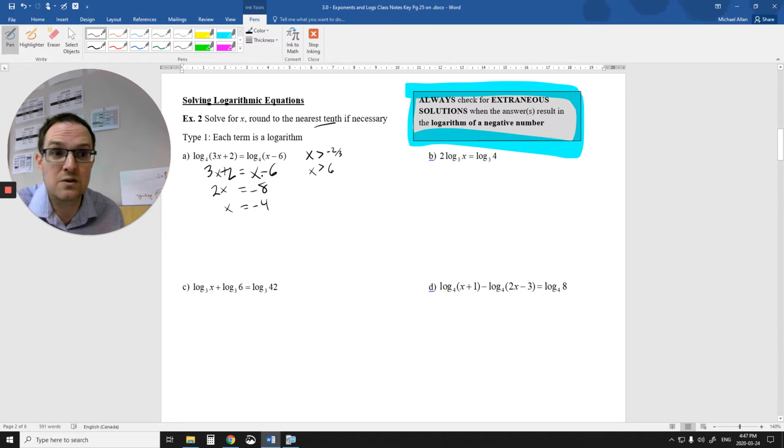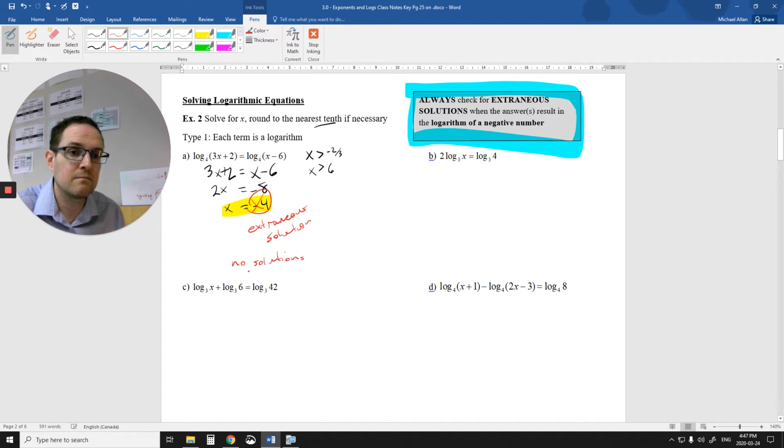So technically, there's no solution. So this answer here is an extraneous solution. I'm just going to write that down. So overall, there is no solution to this question. Okay, the extraneous solution is not a solution. It's a solution that doesn't work. Yeah, looking pretty good. Okay. Hopefully you don't get that all the time.